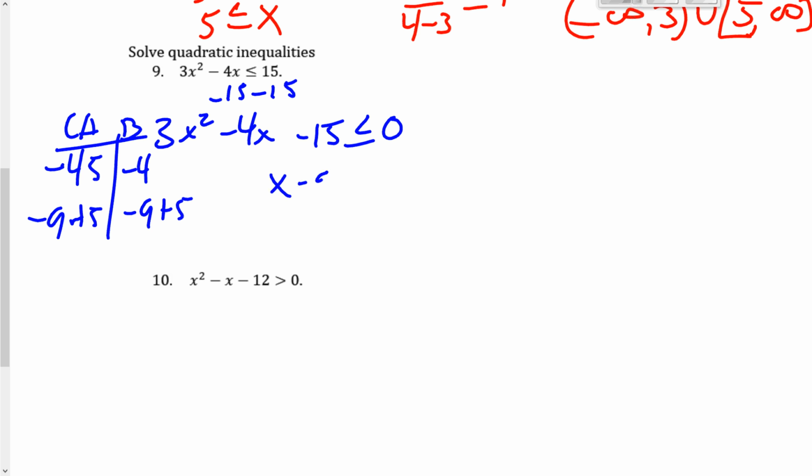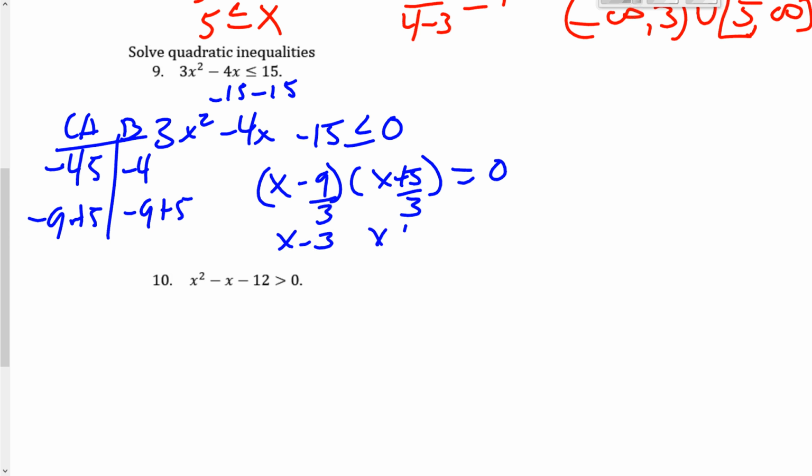So x minus 9 would be one factor, and x plus 5. But since I multiplied c times a, then I have to divide by my a, which is 3. And this is set equal to 0. Divide by 3, so x minus 3. And I want to leave this one as x plus 5/3 because I'm not just factoring, I'm actually solving. So I set each of these equal to 0. That's why I left it like that.